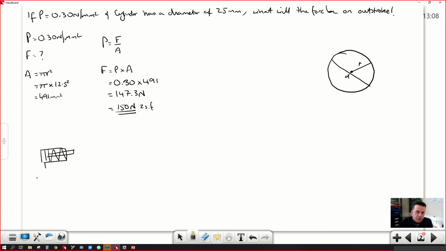We only use here to outstroke it. So if it's a single acting cylinder system, it's always outstroke. If we're asked to do calculations, it'll always be outstroke calculations that we're doing. And that's pretty much what you would be asked to do. That's like the hardest thing you would be asked to do, work out the area.